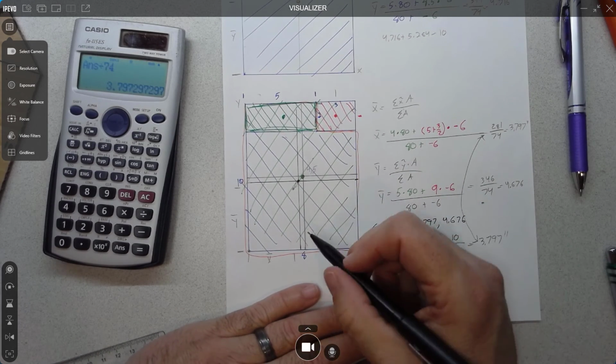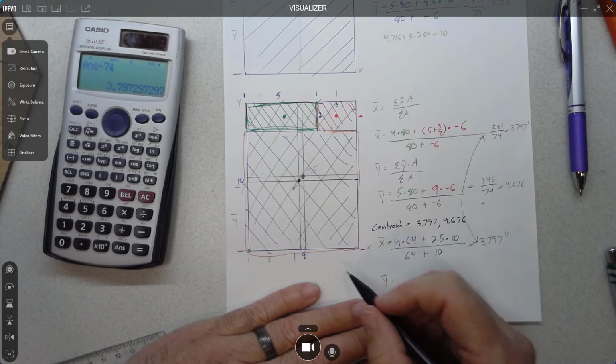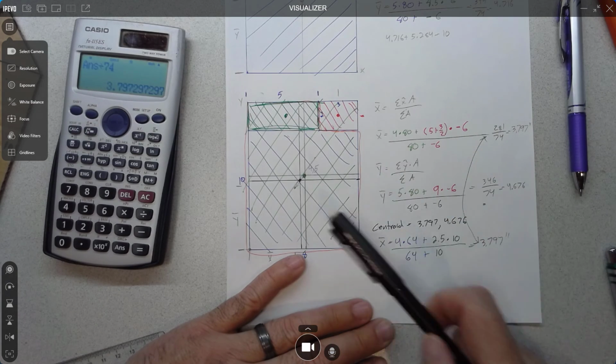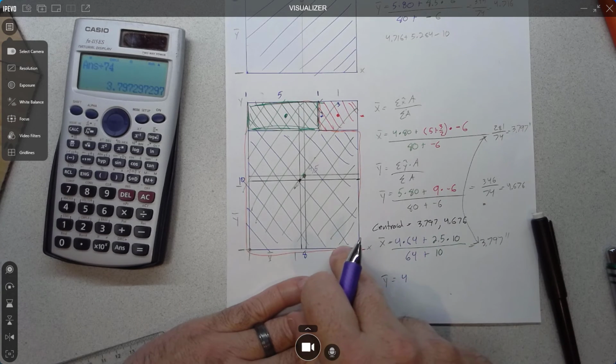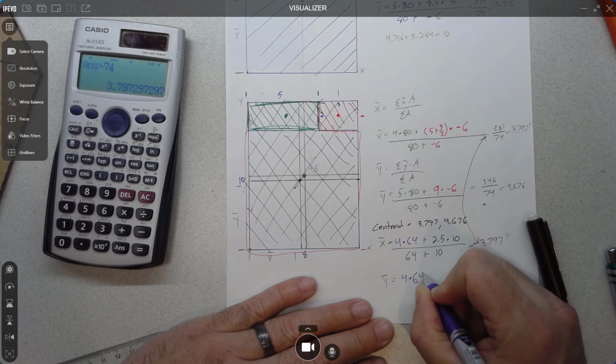Okay, y bar, now we're looking at the distance from this axis down here to each centroid. So for the first one, it's going to be the same thing because it was a square, right? We weren't looking at a rectangle. So it's going to be 4, distance from the bottom up to the centroid of our 8 by 8 square, times its area of 64.